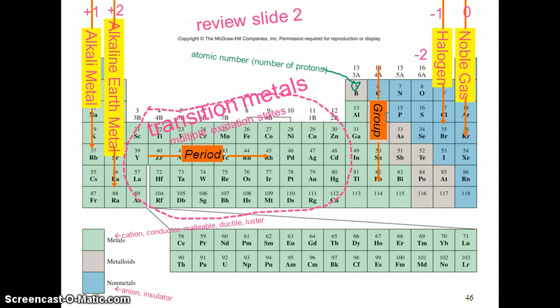Some of the common names that we give to some of the elements are alkali metals. That's the leftmost group, and they're always plus 1. The next one is the alkaline earth metals, and that is not alkali earth metals, it's alkaline earth metals as shown here, and these are always going to be plus 2.